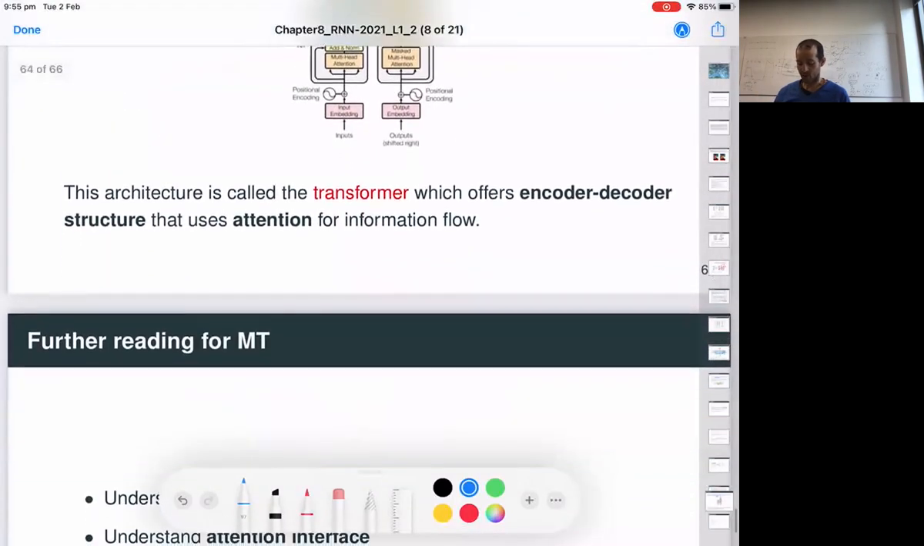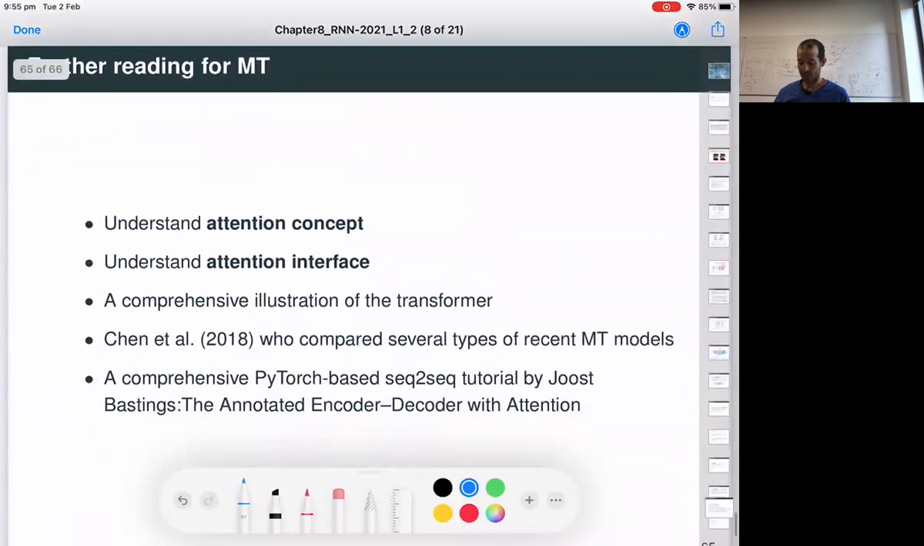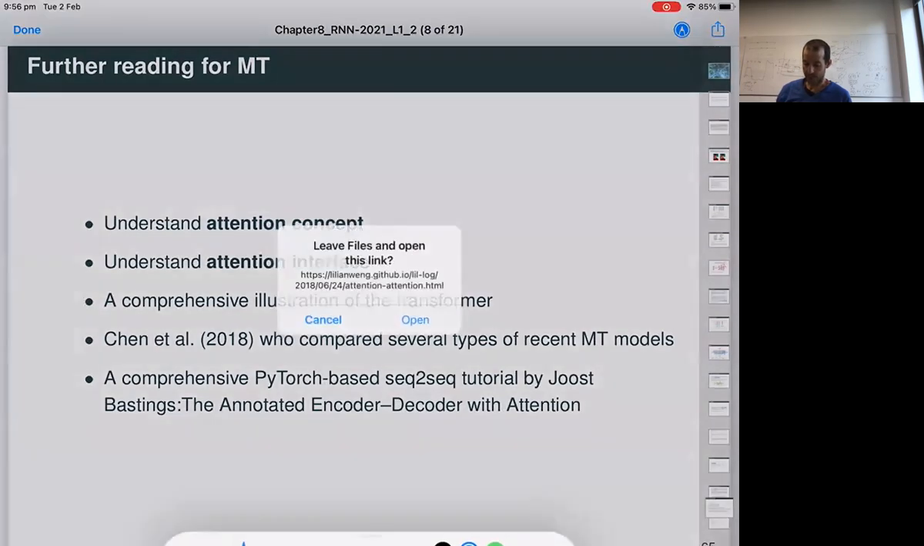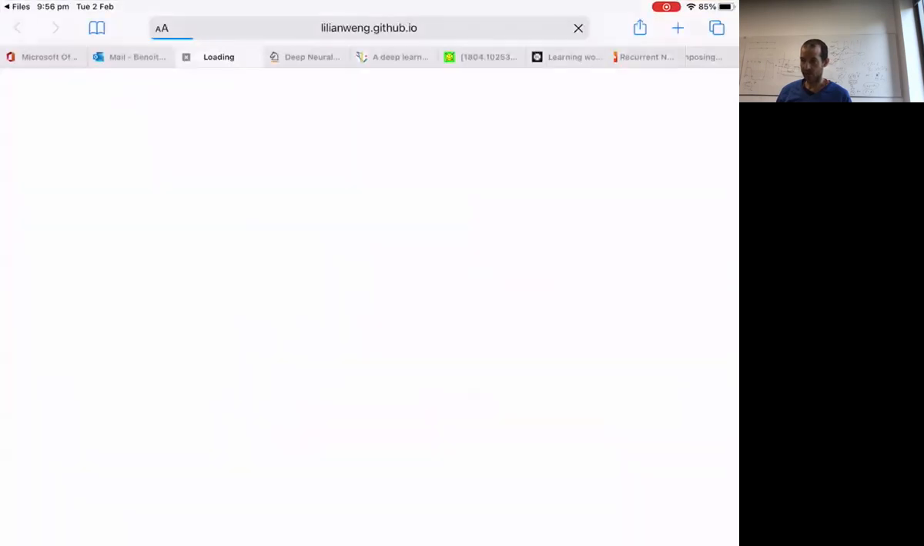but we still have some drawbacks. If you really want to go into this part, I will show you some nice stuff in 5 minutes. So, understand the attention concept. I will click on this, I will open this.